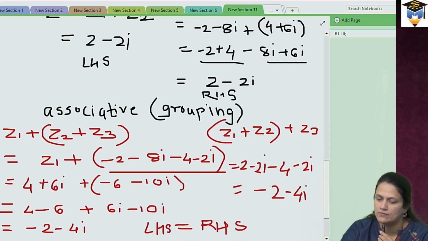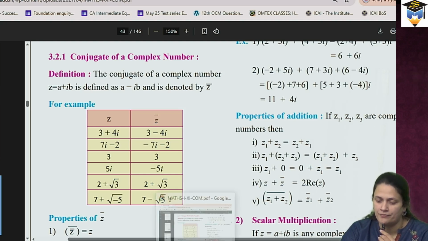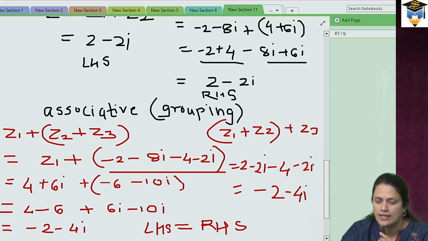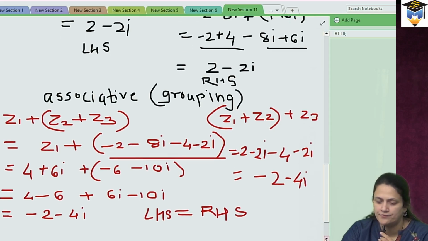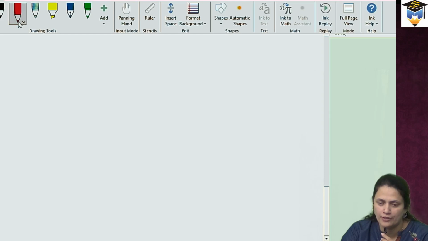Next, now see the next property, which is when you add 0 to any complex number, the number is the complex number itself. No need to prove this. Now consider z plus zi. So now what I'm going to do is I'm going to give you one z for the fourth property we are going to prove now.